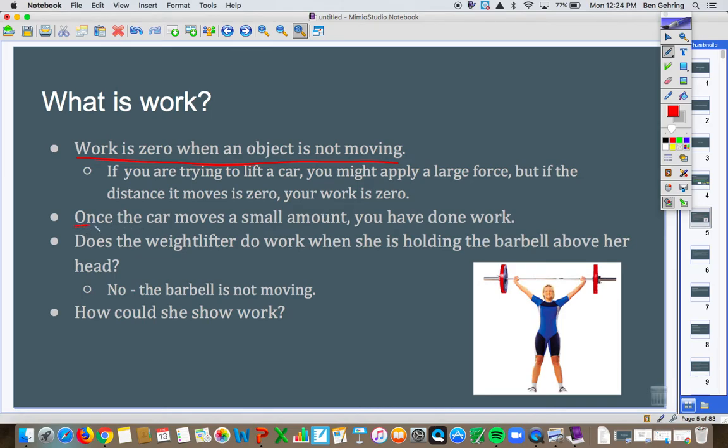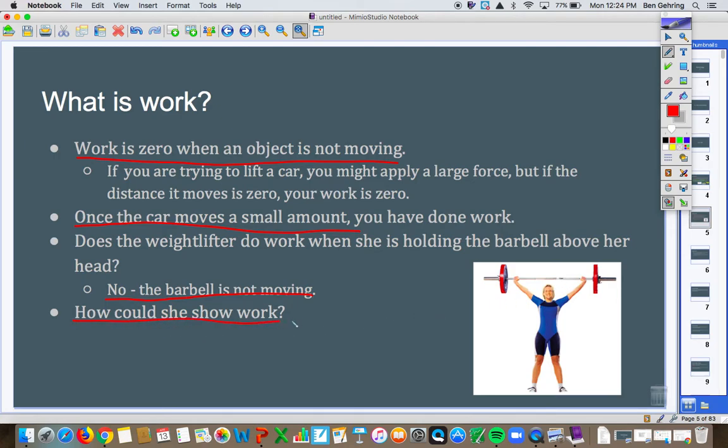However, once the car moves, even a small amount, you've done some amount of work. Okay, so question. I have a weightlifter here who's holding a bar above her head. At this moment, with the bar being here and her holding it, is she doing any work? The answer is no, because the barbell is not moving. Now, to get it there, some work had to be done because the weights usually are on the ground and they have to get up to here. So yes, some work would have been done, but to hold it there, there's no work being done.